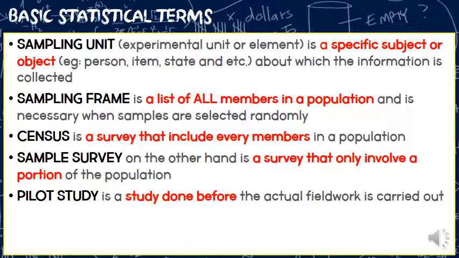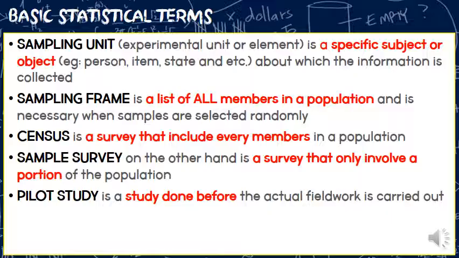Next one is sampling unit, sometimes called experimental unit or element, is a specific subject or object about which the information is collected. Just now, I wanted to study students UITM punya CGPA. So, I asked the student, what is your CGPA? The CGPA belongs to a specific student. So, the student is my sampling unit.